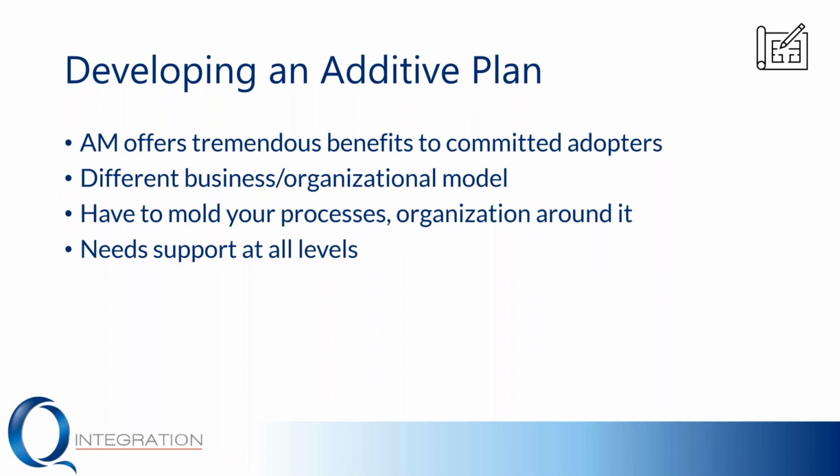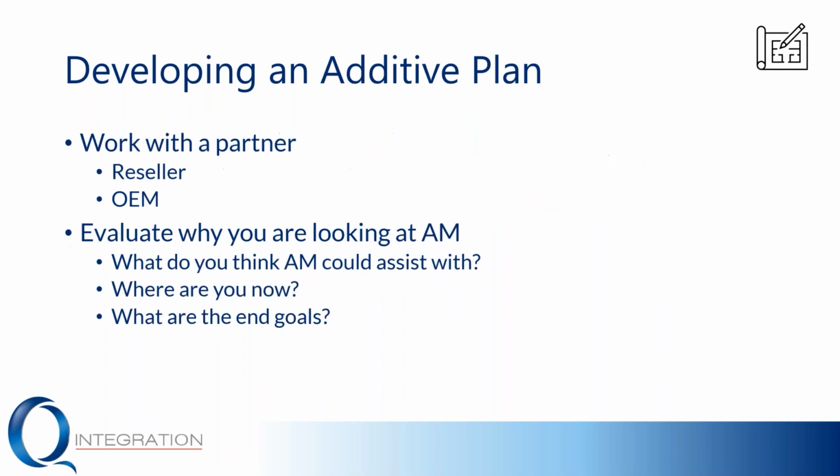However, this is a different business model and organizational model than traditional production, and you have to mold your processes and organization around it in some way, shape, or form to really see these kinds of advantages. And to also see these advantages, you need to support it at all levels. You can't have certain groups or certain levels or certain employees opposing it. It really needs to be supported to foster the growth that you're going to see.